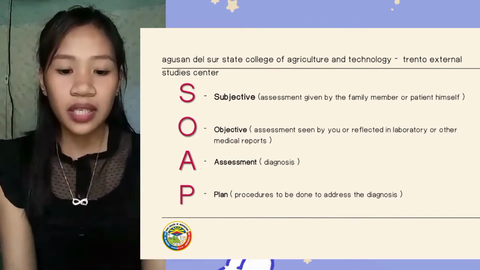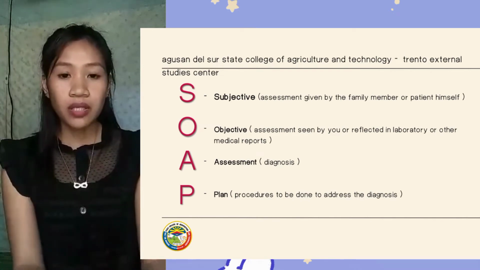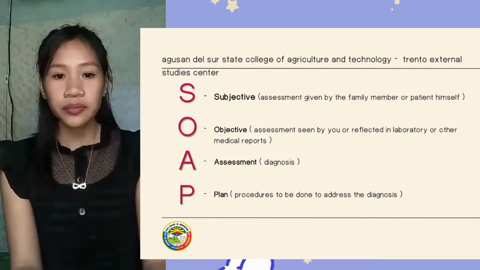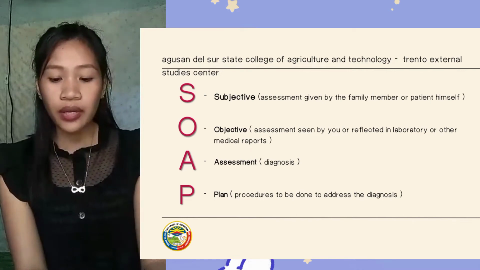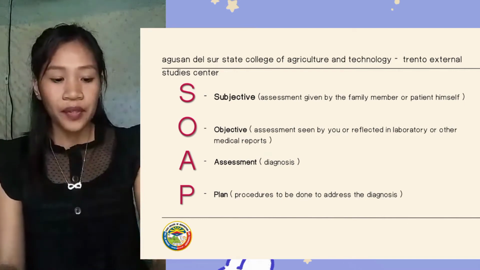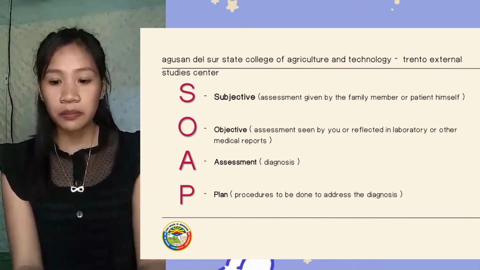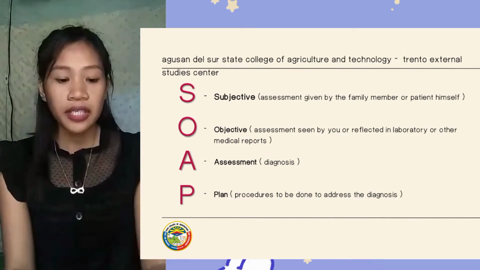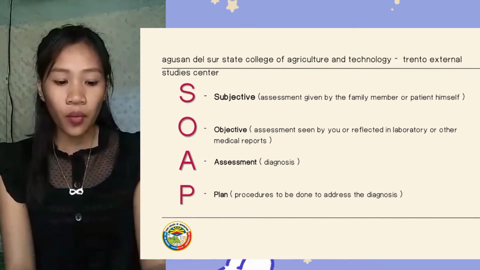S is for subjective, the assessment given by the family members or the patient himself. For example, the patient's mother states her teachers said they can understand her more. O is for objective, the assessment seen by you and reflected in the laboratory or other medical reports. For example, the patient produced the initial position of words with 70% accuracy given by the tongue replacement. A is for assessment or diagnosis. Interpret the meaning of S and O.